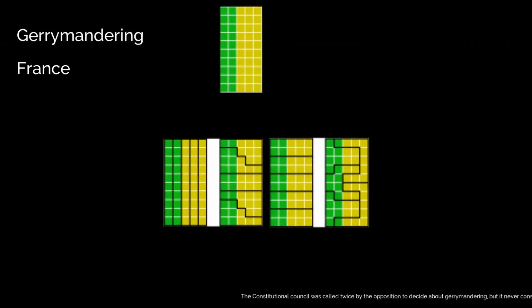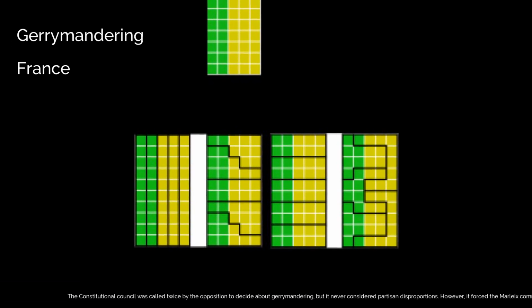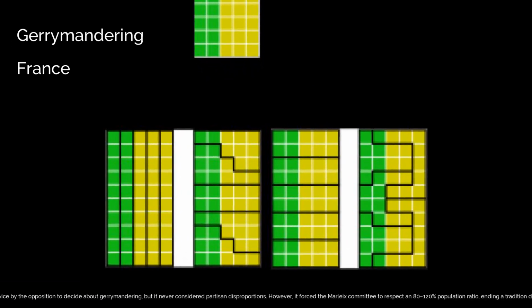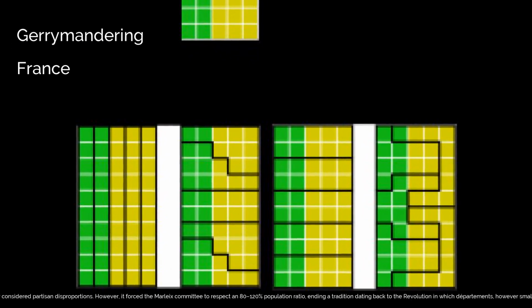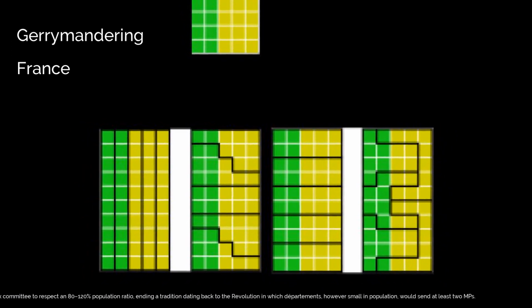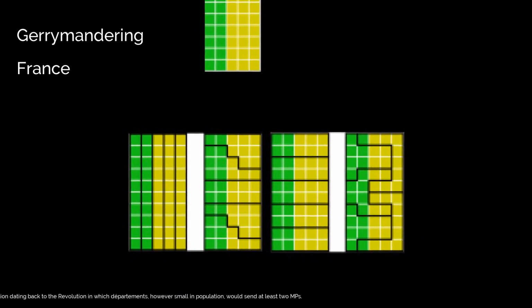The Constitutional Council was called twice by the opposition to decide about gerrymandering, but it never considered partisan disproportions. However, it forced the Marleix Committee to respect an 80 to 120% population ratio, ending a tradition dating back to the revolution in which departments, however small in population, would send at least 2 MPs.